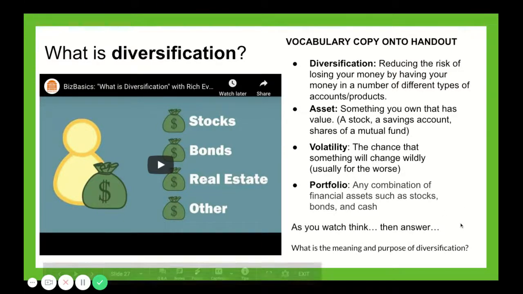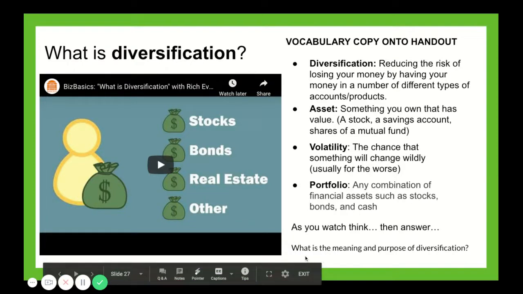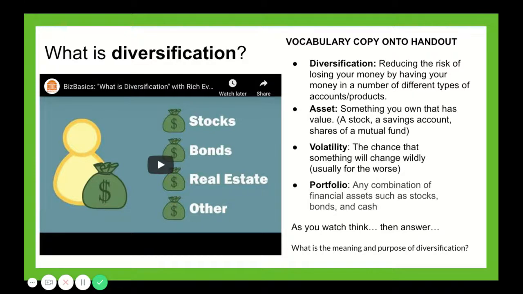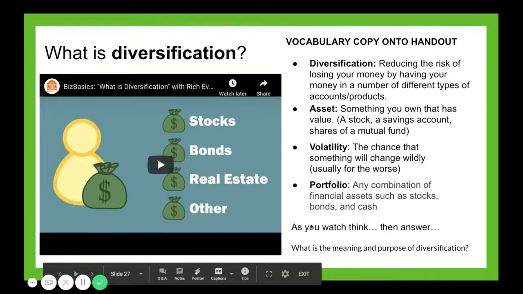As you watch, think about this question and then answer it on your Creating Portfolio handout. And that question is, what is the meaning of the word diversification? And what's the purpose of diversifying your accounts? Now you'll watch this video to learn a little bit more and keep these words in mind.